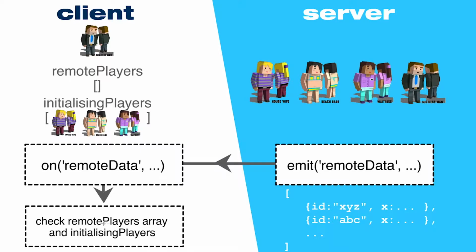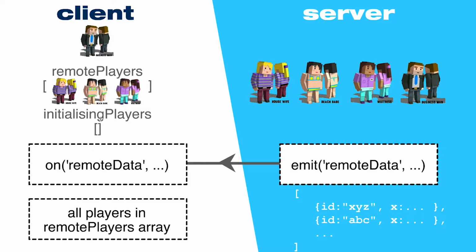So we check our remote players array and we check our initializing players. So initially they're going to all go into the initializing players. Bear in mind the remote data would contain all of these, so we have to ignore ourself, which we can do based on its ID. So once we've created all our players, our remote players array will contain all the remote players, and our initializing players array will be empty. And the remote data continues to come. But at this stage we've got all the remote players that we need.